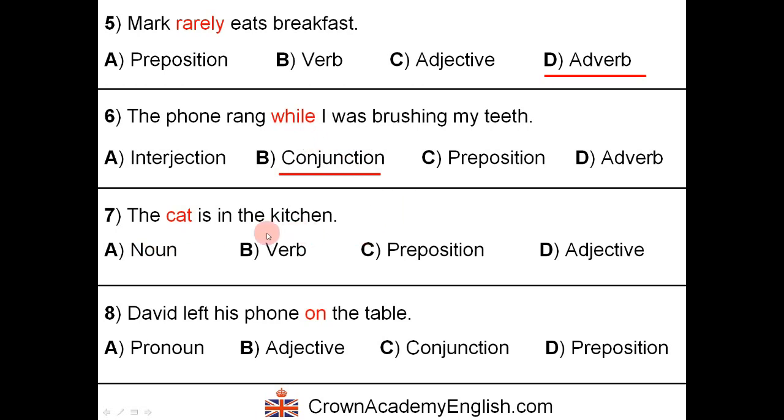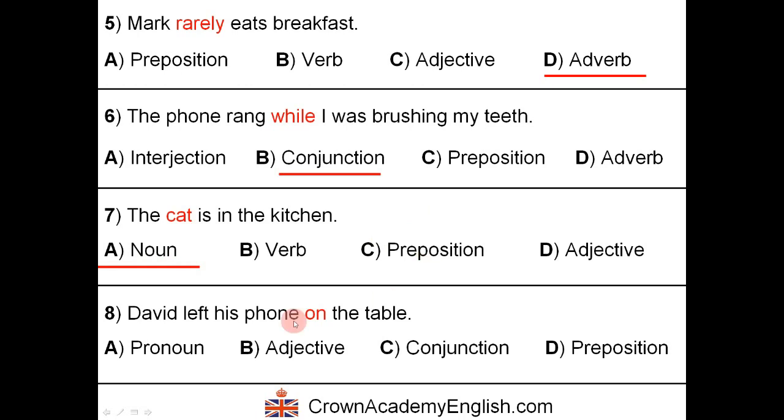Number seven, the cat is in the kitchen. So what type of word is cat? Well, the answer is A. It's a noun. It's a thing. It's an animal. So animals are nouns.